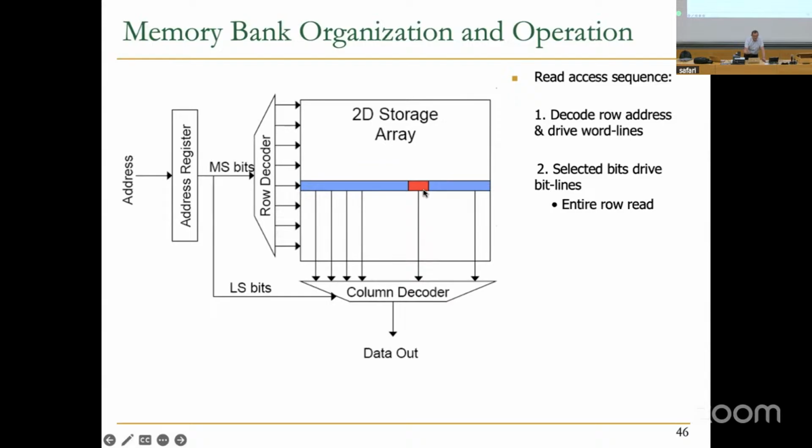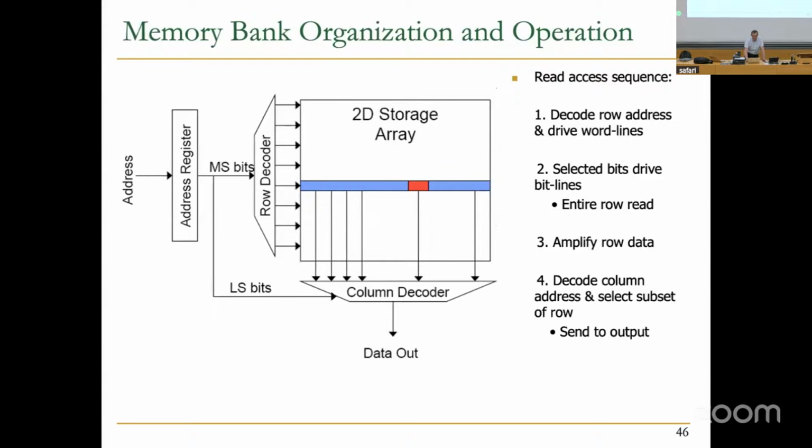And then the selected bits drive the bit lines. You read the entire row. You amplify the row data. Different technologies have different ways of amplifying. You've seen DRAM quite a bit. And then you decode the column, using the least significant bits coming from the address. Most significant bits are used for the row. Least significant bits are used for the column. Least significant bits enable this multiplexer to multiplex the byte or bits or whatever granularity you're accessing out from the memory. And then you pre-charge the bit lines for the next access.